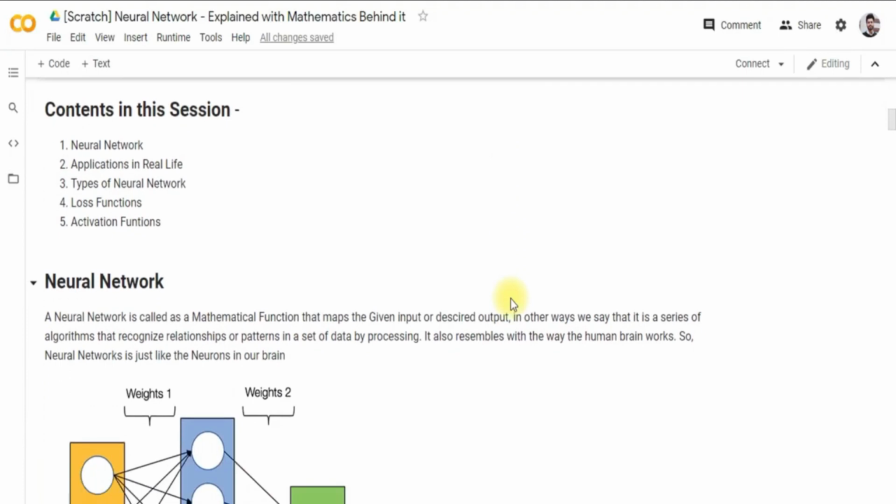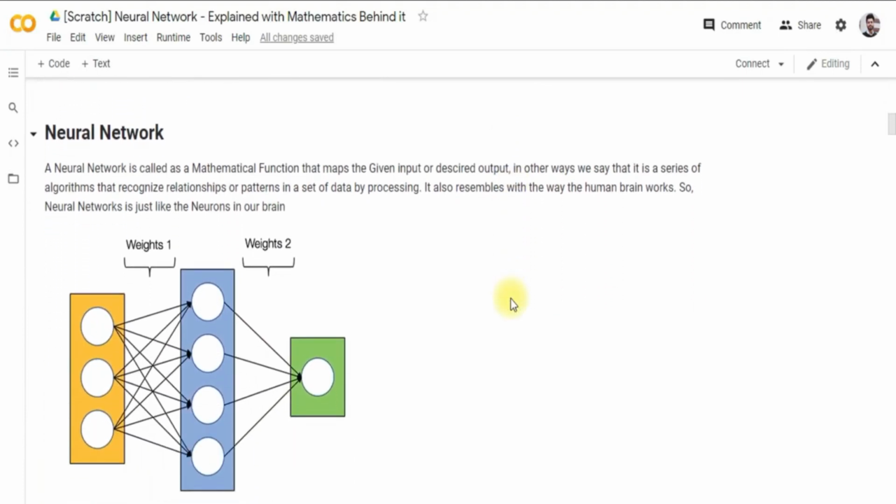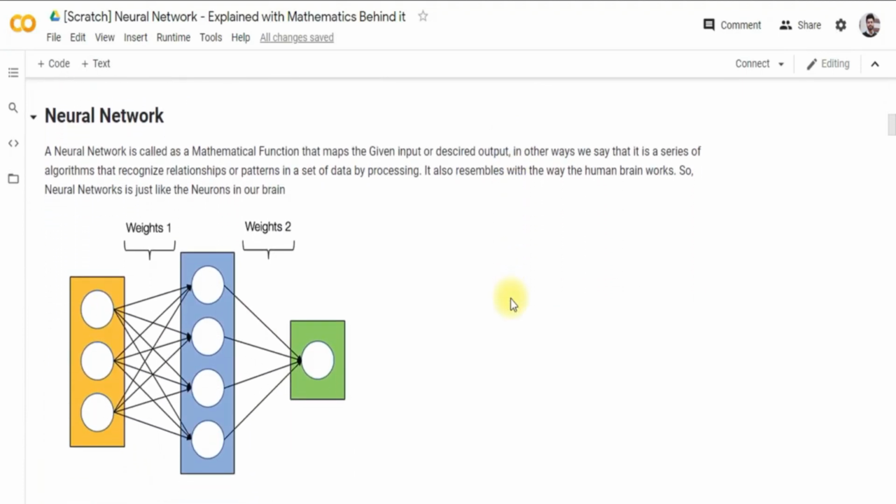In a bookish way, I can tell you that a neural network is just a mathematical function that maps each input to the desired output, by recognizing the patterns or by data pre-processing or processing. The main thing is that it resembles the human brain.